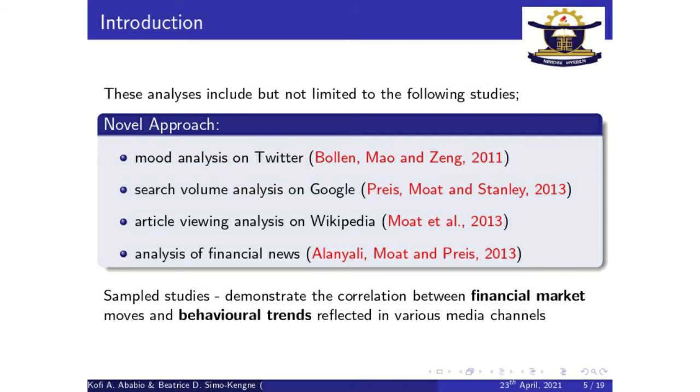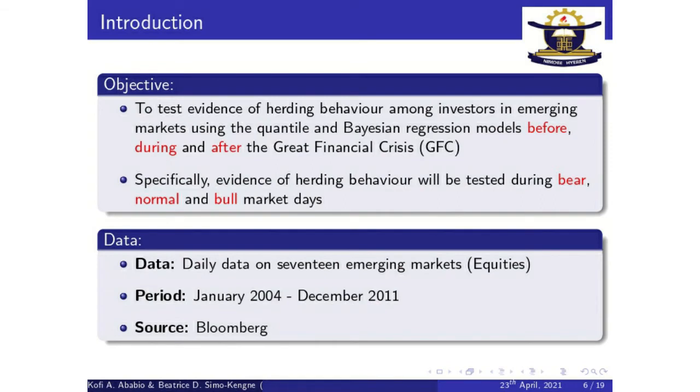Sample studies, as I've indicated here, demonstrate the correlation or the interdependence between financial market moves and behavioral trends reflected in various media channels. Now, the objective of my presentation today is to test evidence of hedging behavior among investors in emerging markets using quantile and Bayesian regression models before, during, and after the Great Financial Crisis in 2008. Evidence of hedging behavior will also be tested during bear, normal, and bull market days.